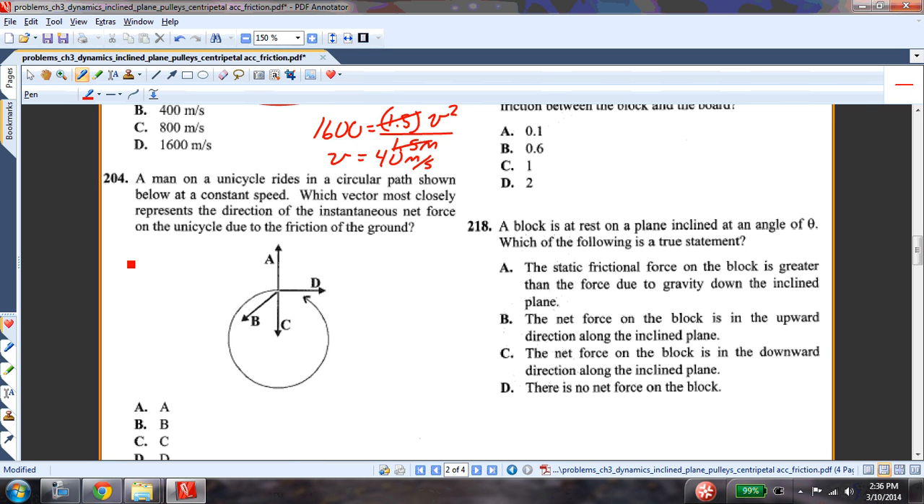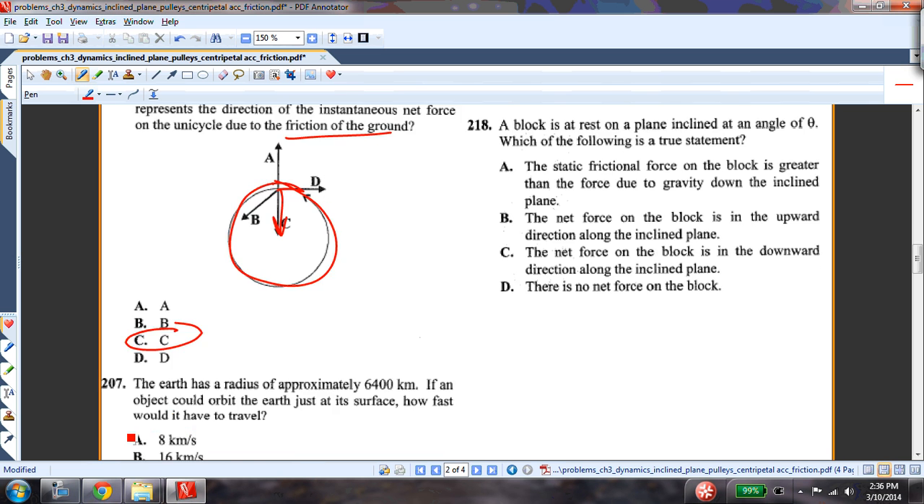A man on a unicycle rides in a circular path shown below at constant speed. Which vector most closely represents the direction of the instantaneous net force on the unicycle due to the friction on the ground? So he's moving in a circular path in this direction. The centripetal force is always towards the center of the circle, and so the centripetal force is provided by the friction on the ground. This is like a car going around a curve, and so C is the right answer. Remember that frictional force is the centripetal force.